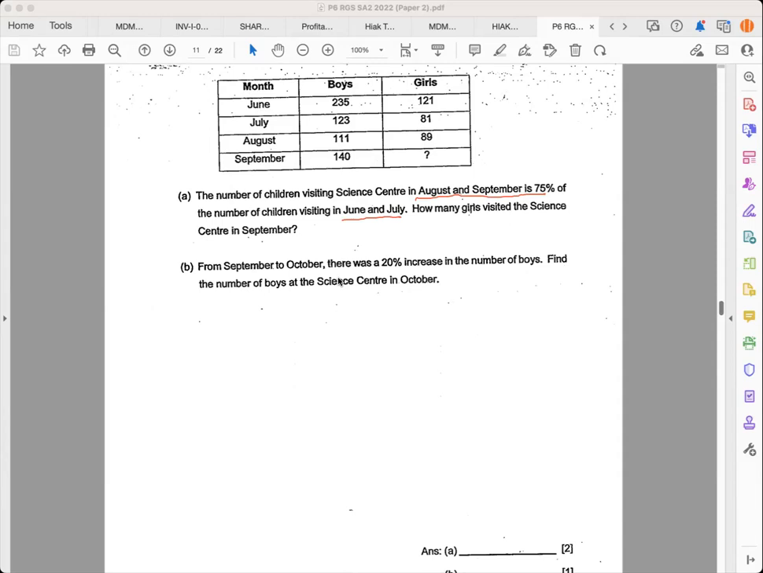So if I look at the table, we know all the values for June and July. And the number of children visiting in June and July will be all this. So that gives you 2235 plus 121 plus 123 for July boys plus 81 July girls. Altogether 560. This is June and July.